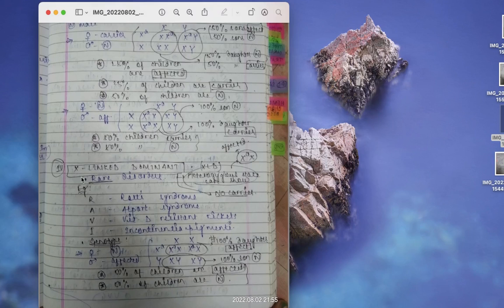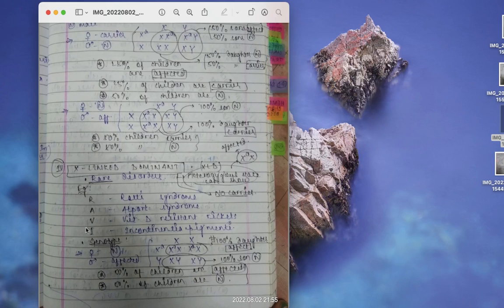Now, moving on to the fourth type of inheritance, that is X-linked dominant disorder. It is a rare type of disorder, rarely heard. In this, the heterozygous state can be present, but there is no carrier. The homozygous dominant will be dead, so they won't be affected. Again, the male will be more affected as compared to the female because it's an X-linked disorder.